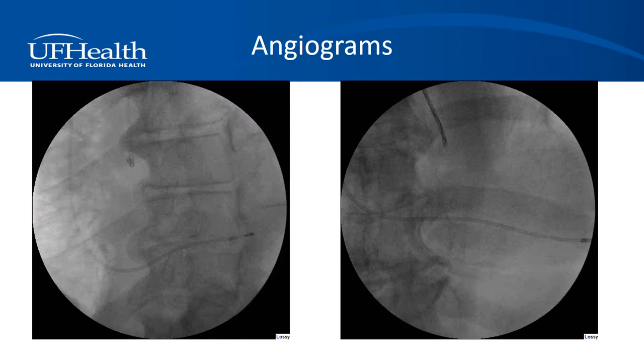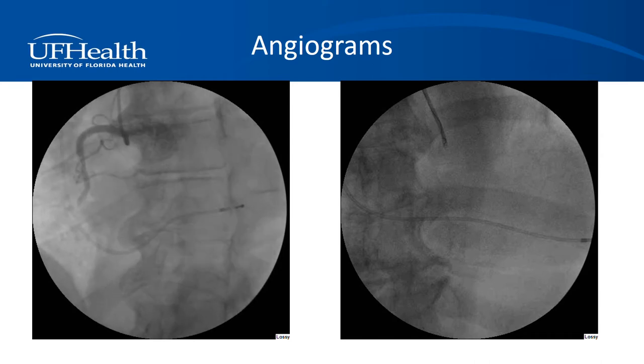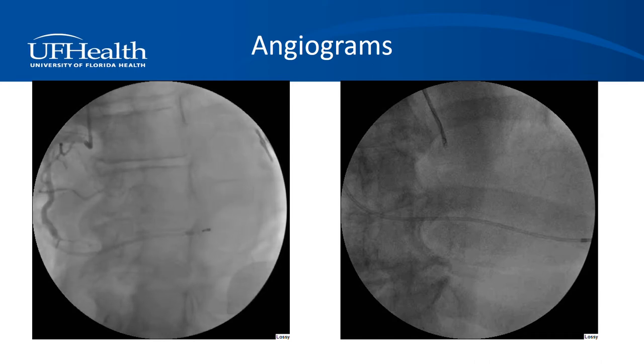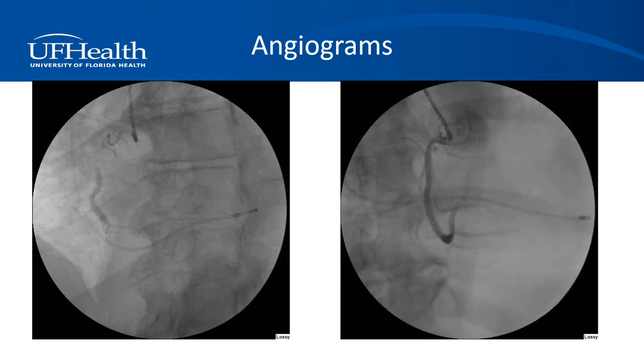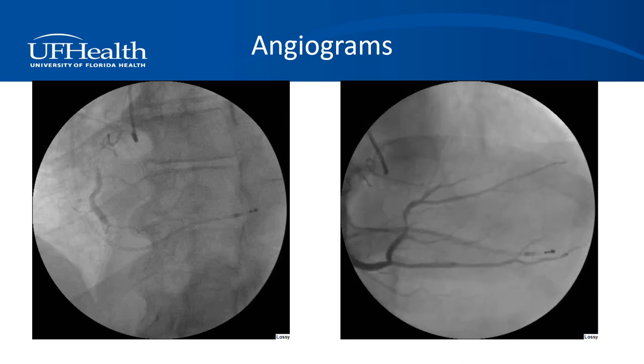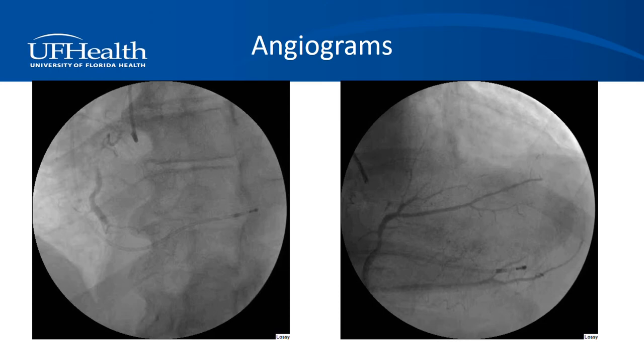Here are two angiograms from the patient in case 2. The angiogram on the left shows the RCA being occluded in the mid-distal segment. The patient then had successful drug-eluting stent placement with good results post-PCI seen in the angiogram on the right.